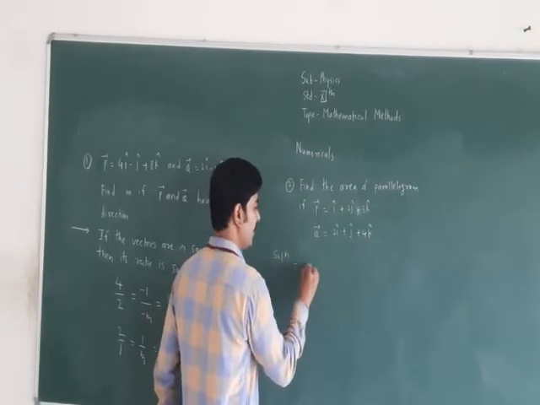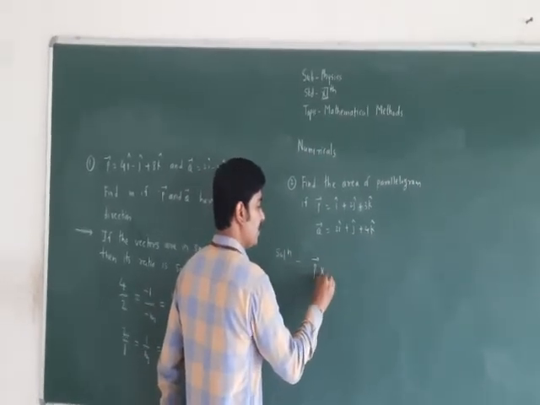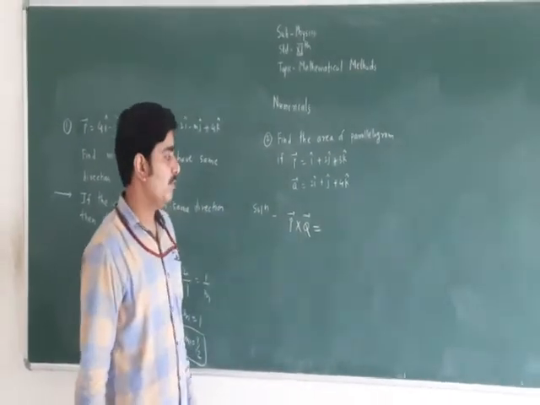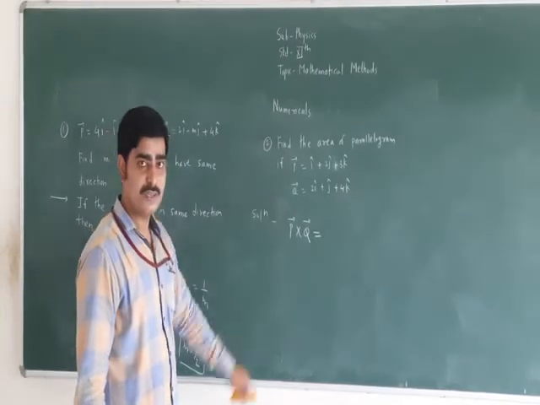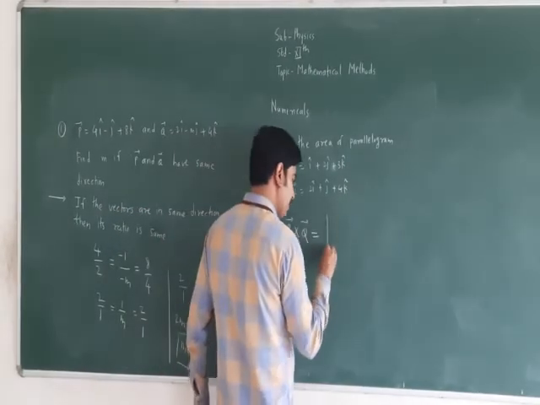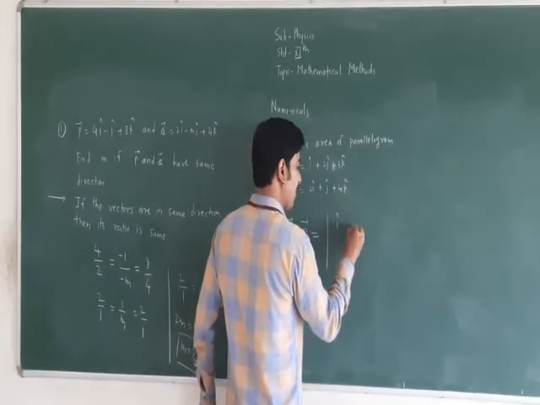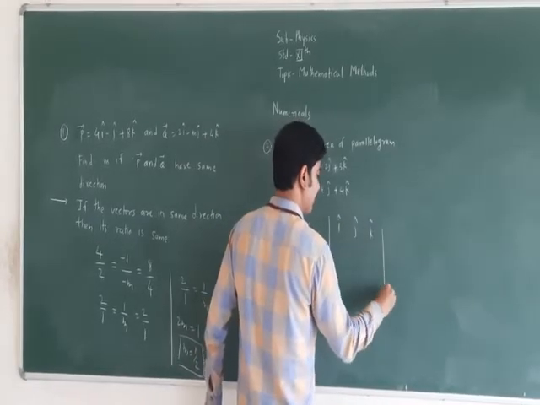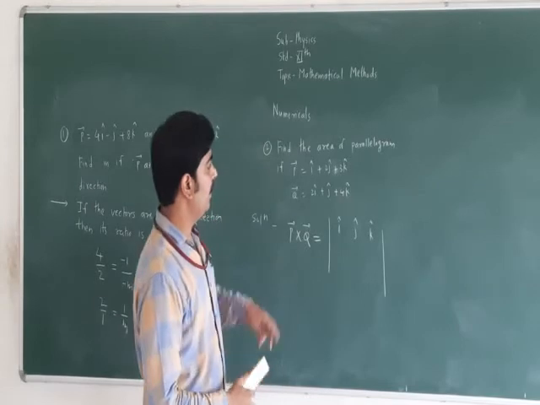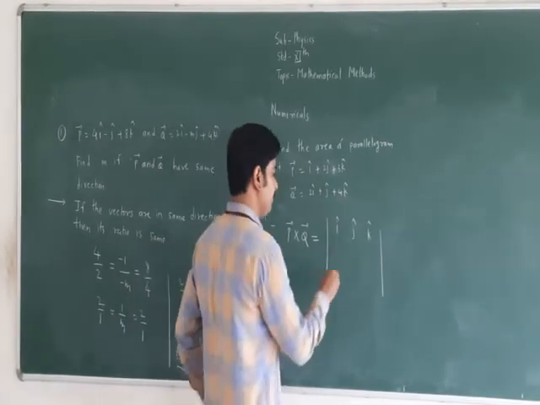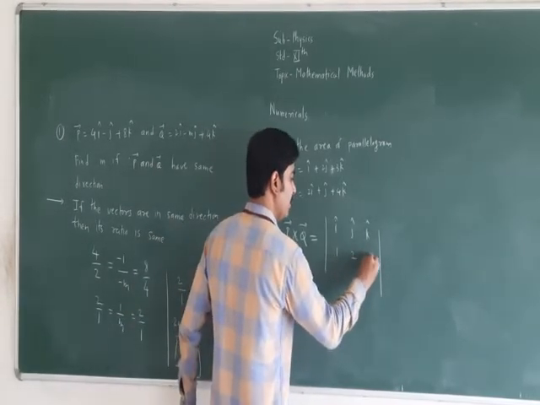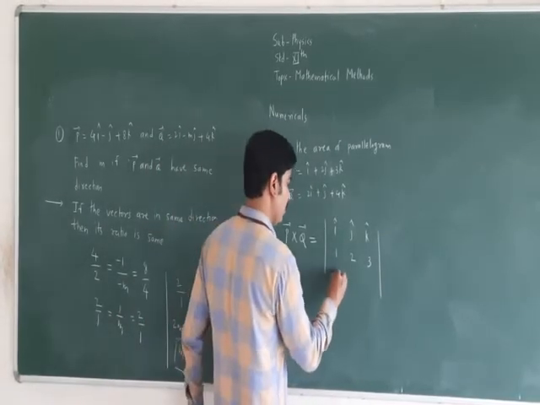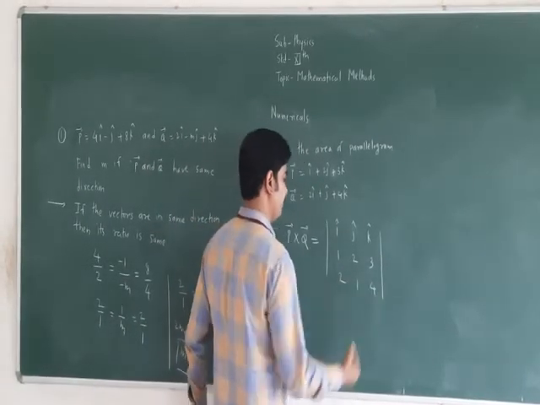So first we should write, we know that the cross product we have to take in order to find the area of parallelogram. So vector P cross vector Q, then you can write as i cap, j cap, k cap. Then write the coefficients. So i cap, the coefficients are 1, 2, 3. For the vector Q, the coefficients are 2, 1 and 4.